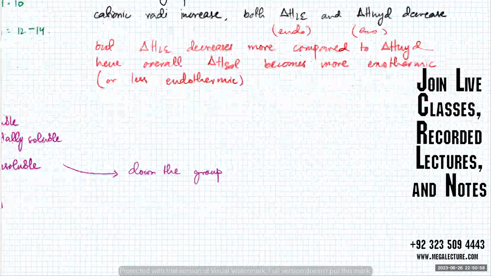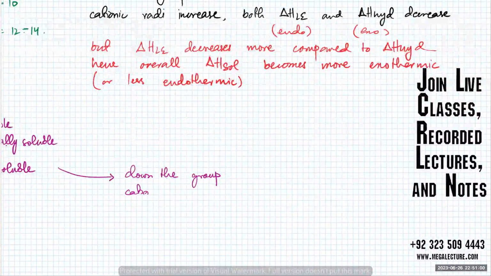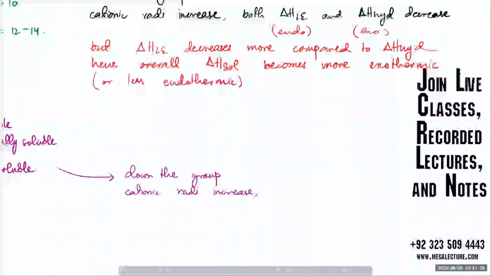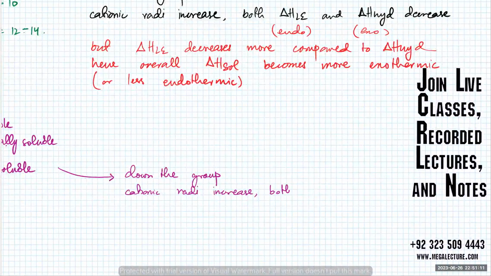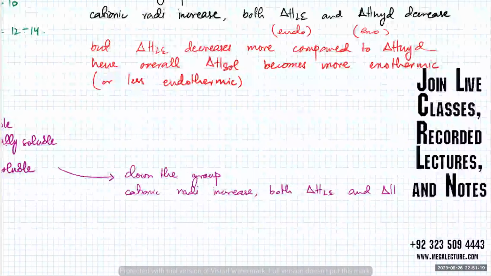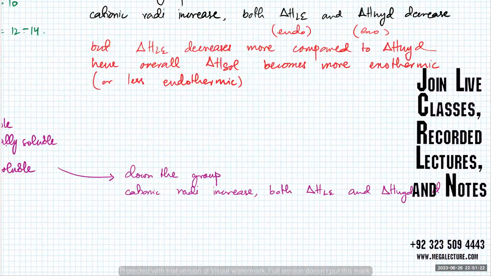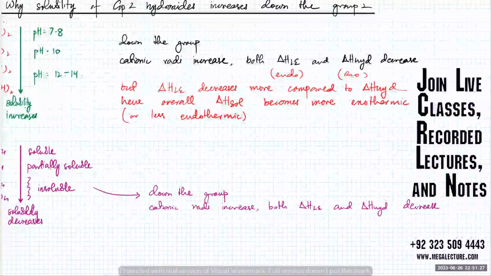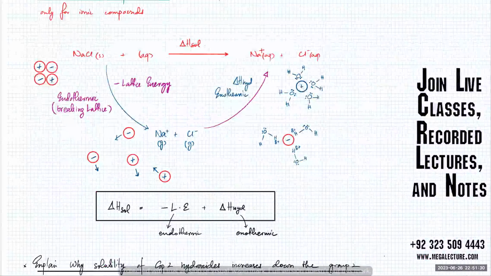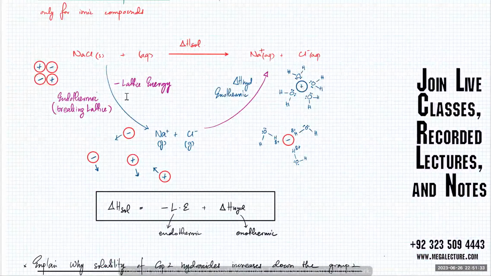The cationic radius increases. Bigger ions down the group. So both lattice energy and hydration are going to decrease. But this time around, solubility is actually decreasing. That means breaking the lattice is still, relatively speaking, more difficult compared to this one.